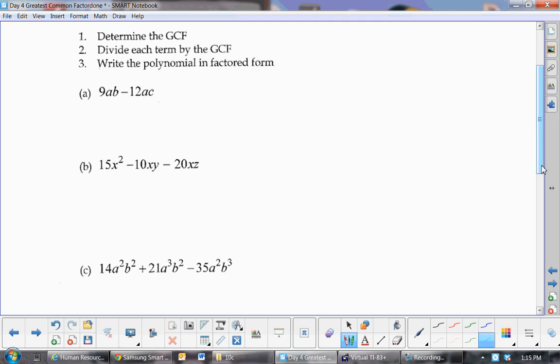Okay, so in A, what is our number that we can divide out? 3. Okay, so I guess I should put my brackets first. I'm going to put a 3. So what would be in the first term for number? 3, and next one?